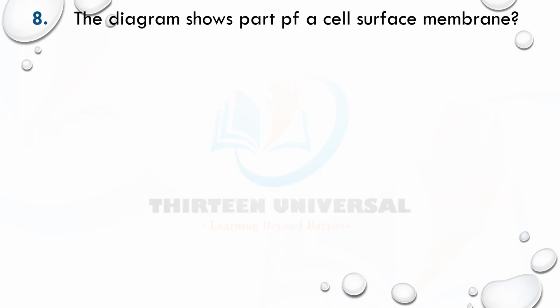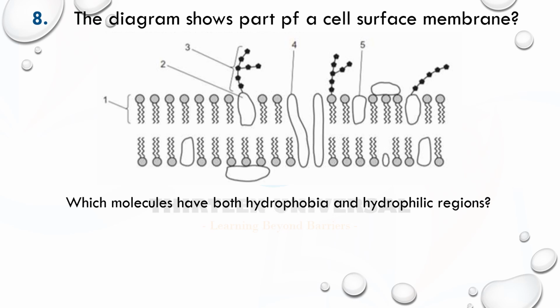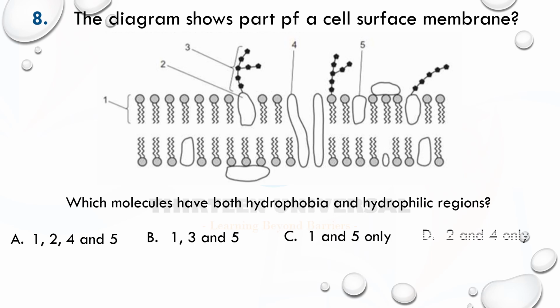Now look at this. The diagram shows part of a cell surface membrane. This is a cell surface membrane here. Let's look at it. Which molecules have both hydrophobic, that's phobic, not phobia, and hydrophilic regions? Pause this video and try. What is hydrophobic? Hydrophobic means water hating, structures that withdraw from water. They don't form hydrogen bonds with water. Hydrophilic is water loving. The hydrophilic part interacts with water. It always points towards water, while the hydrophobic part withdraws from water.